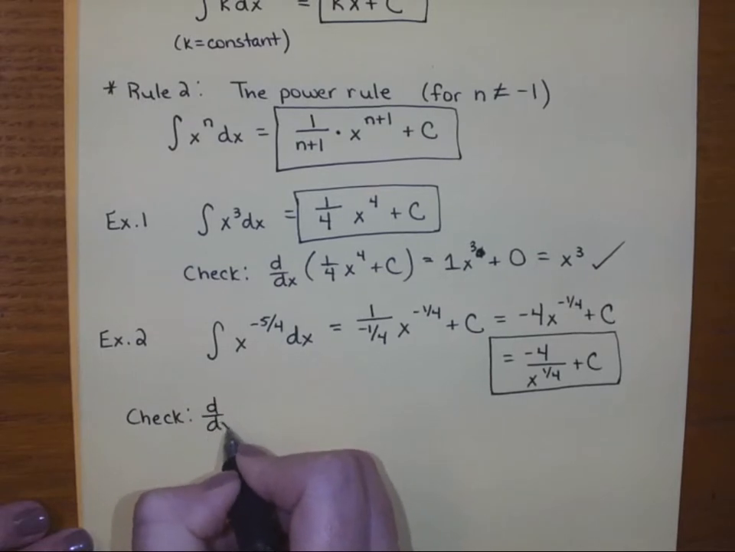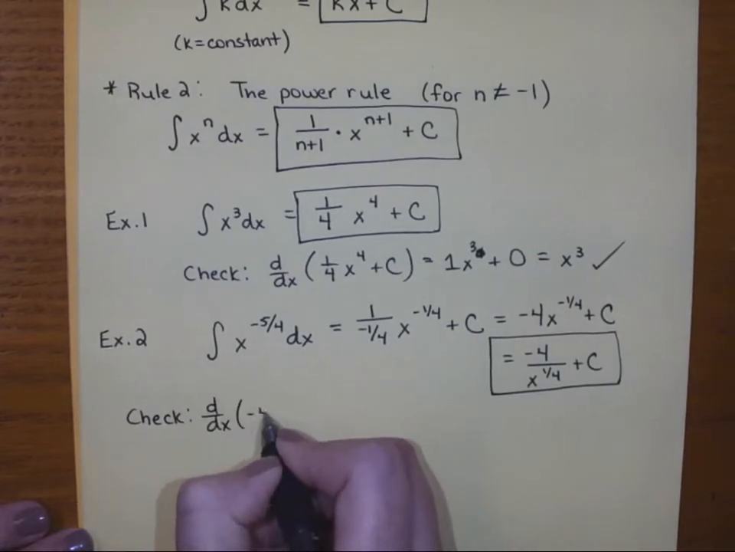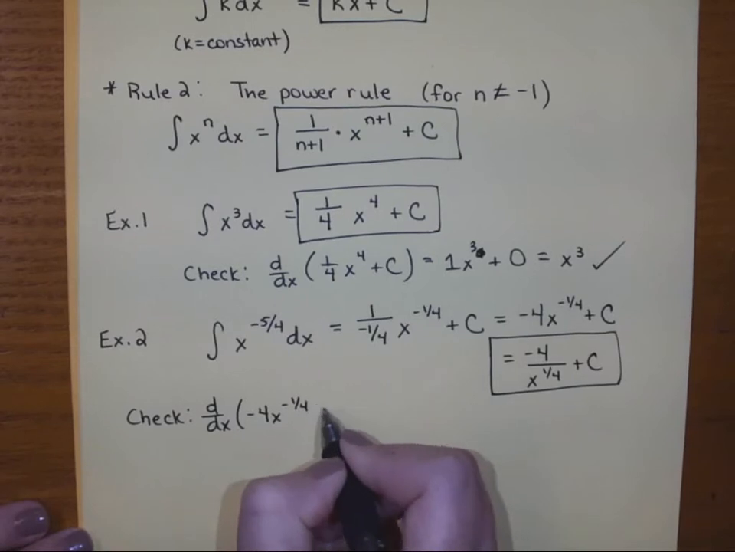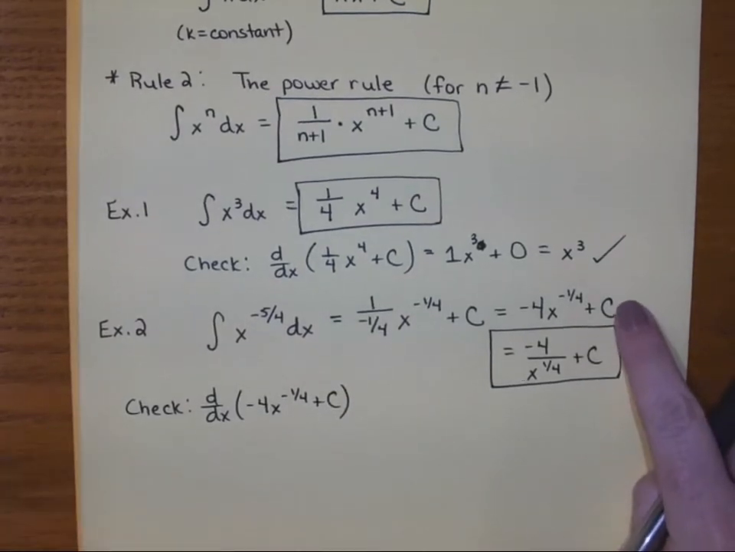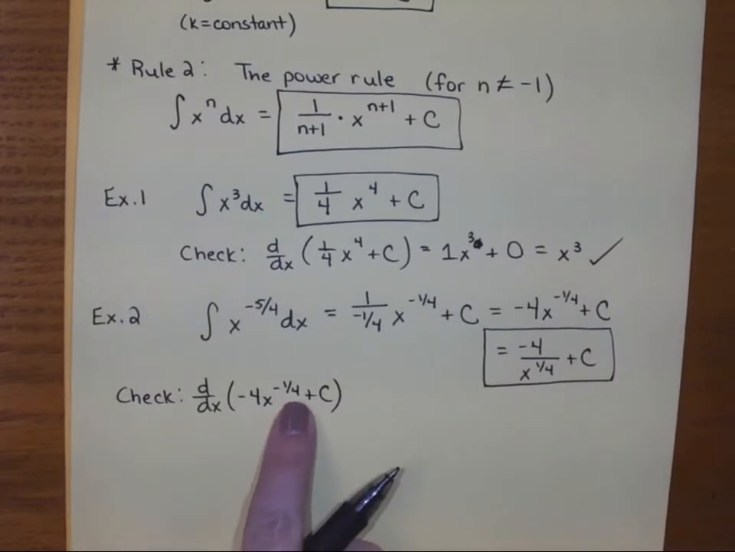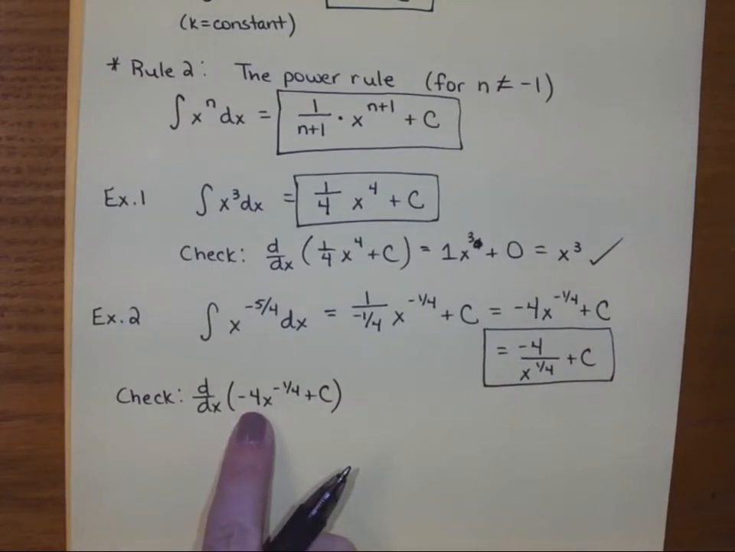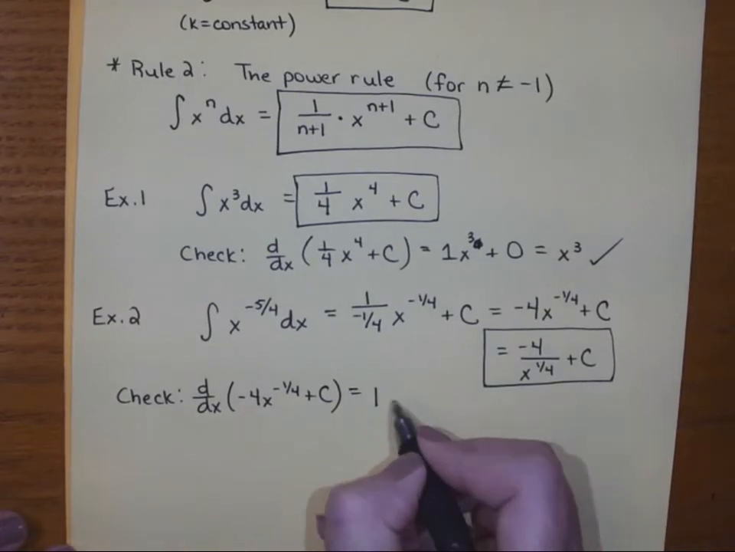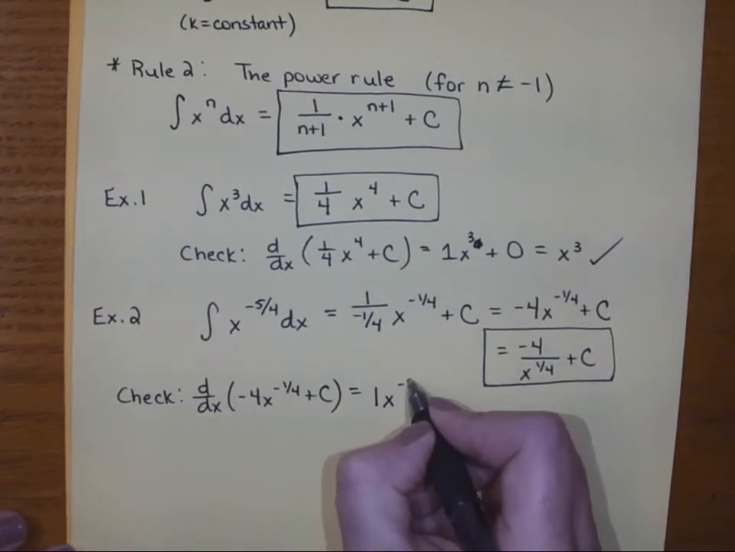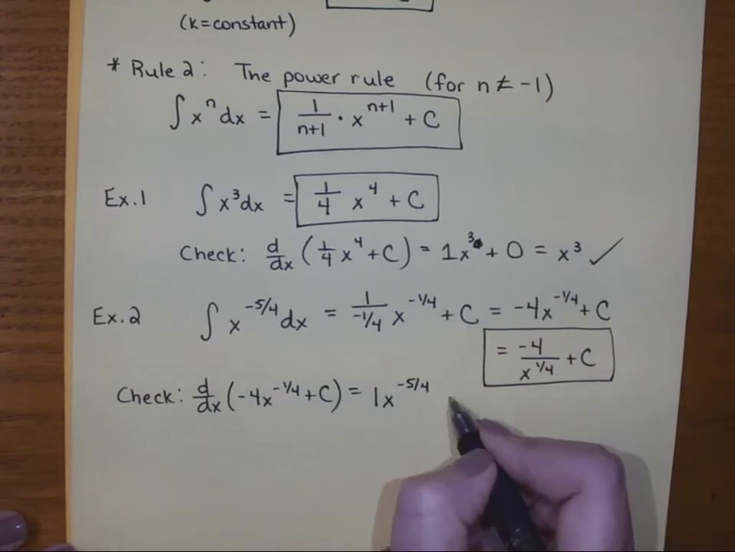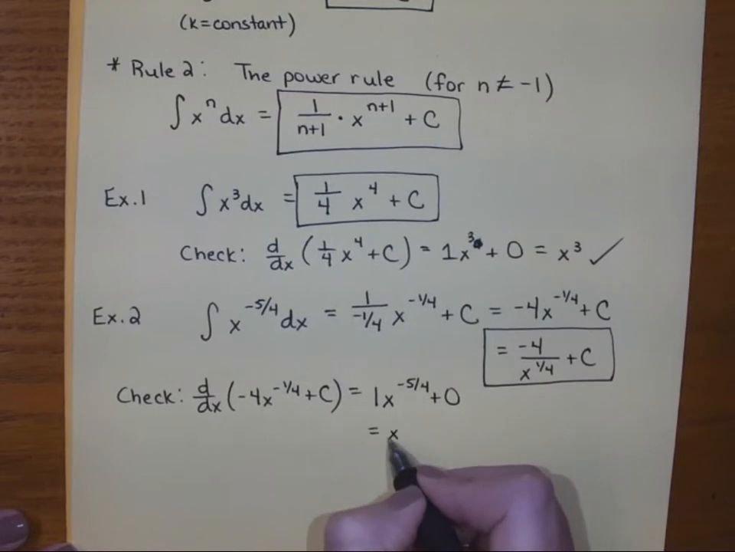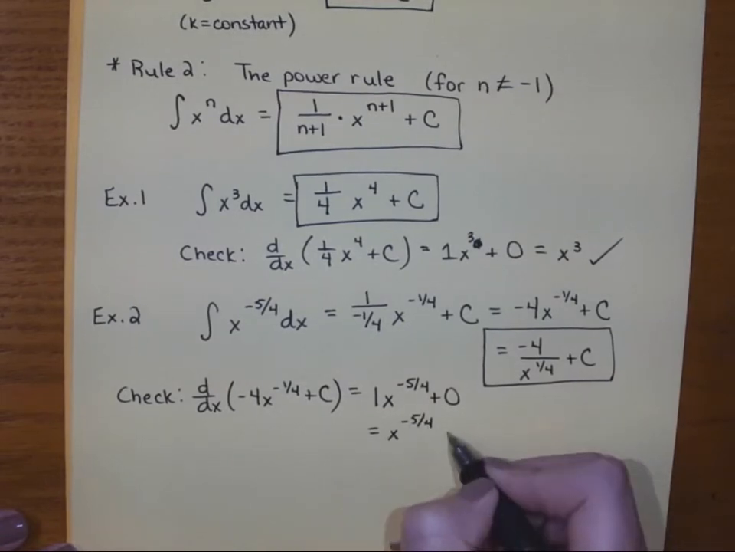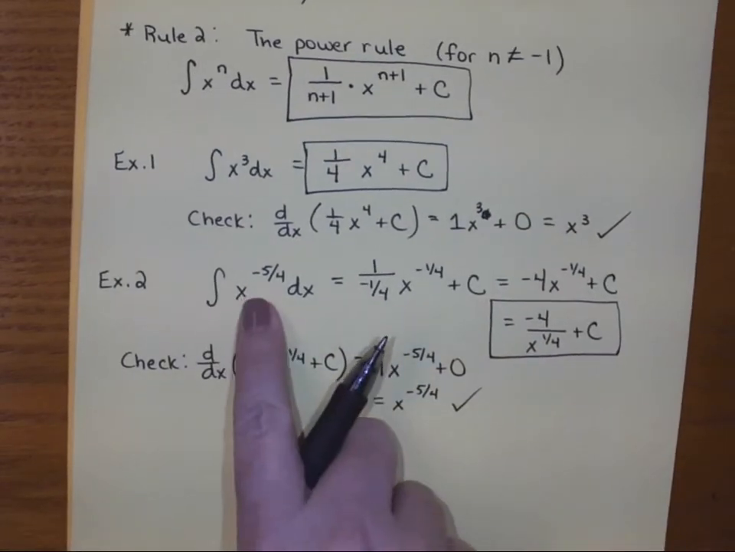So, in other words, when I do the derivative of negative 4x to the negative 1/4 plus c, notice I use this version, right, because it's easier for me to take the derivative of that. So let's think about that. If I move this power to the front, right, I'll get negative 4 times negative 1/4, which is just 1. And then if I subtract 1 from the power to find the derivative, right, then I'll get negative 5/4 plus 0. Notice that's just x to the negative 5/4. So again, I get the original back again.